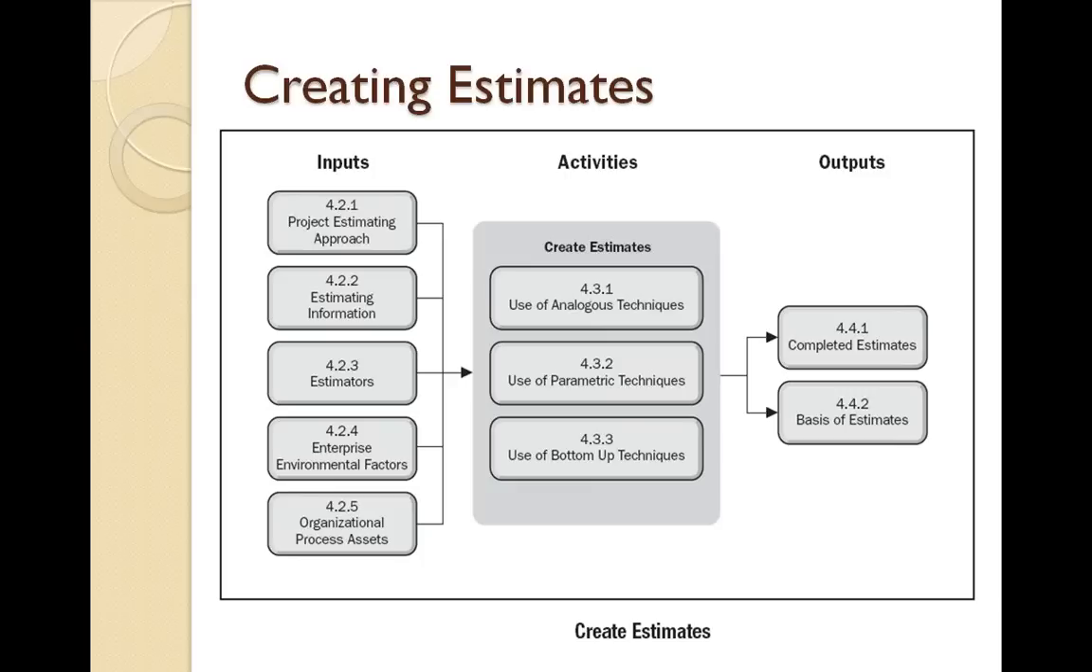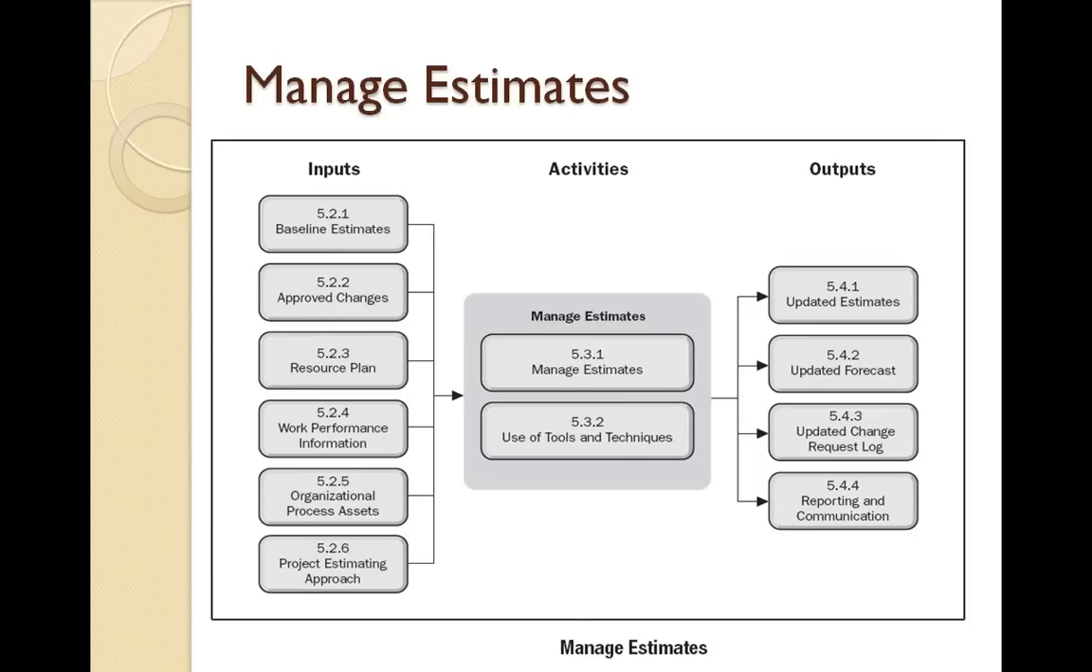And then at the end of it, we have completed estimates, and the basis of this estimate is also documented for further reference. Now what we do in the next phase is the manage estimates phase. In this phase, we have the baseline estimates that were given in the initial stage of the project, and we also get approved changes. We have seen scenarios where the customer requirements keep changing, so there might be a change request, enhancement request, or a defect request that we have to deal with, which means the scope is changing, which means your estimates and the timelines are also changing in line with that.